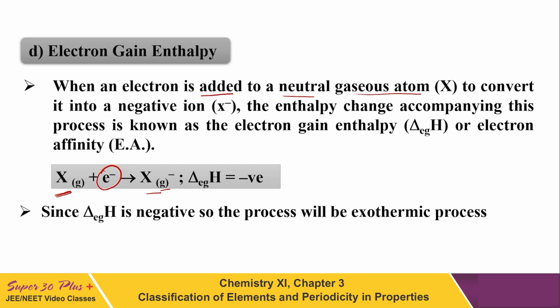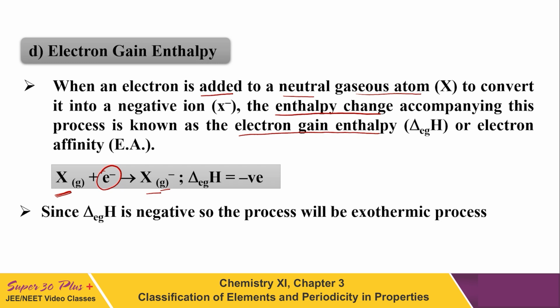See, whenever you add any electron to the neutral atom, some sort of energy is released. So the enthalpy change during this process is called electron gain enthalpy. Do you know why we are calling this the enthalpy change rather than released energy? Because when you add an electron to a neutral gaseous atom, it is not like energy is always released. Sometimes if the species is extraordinarily stable, then energy is absorbed also.